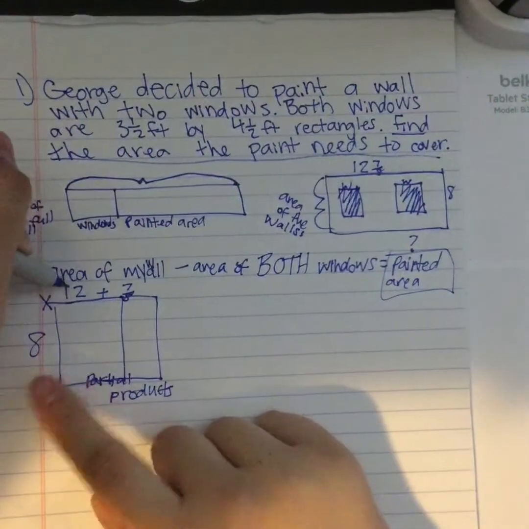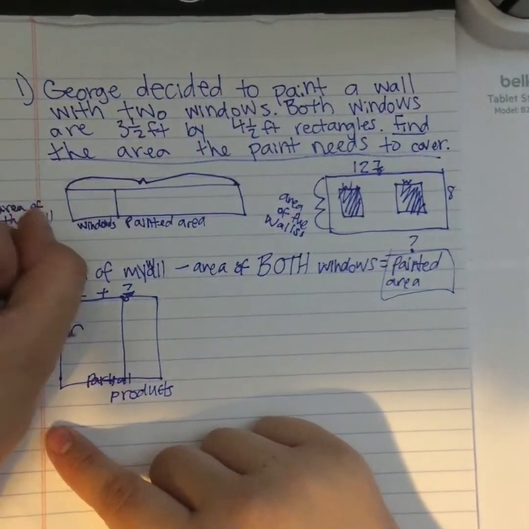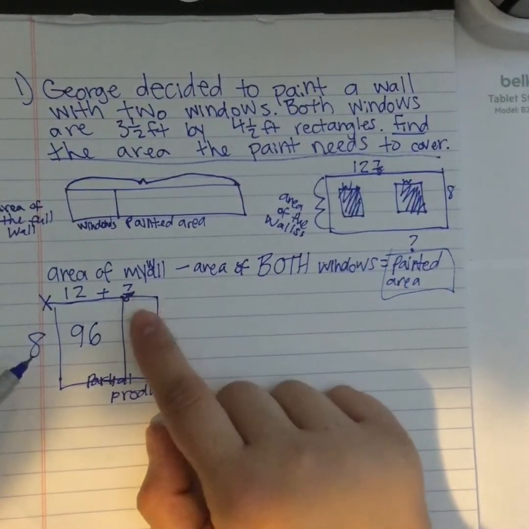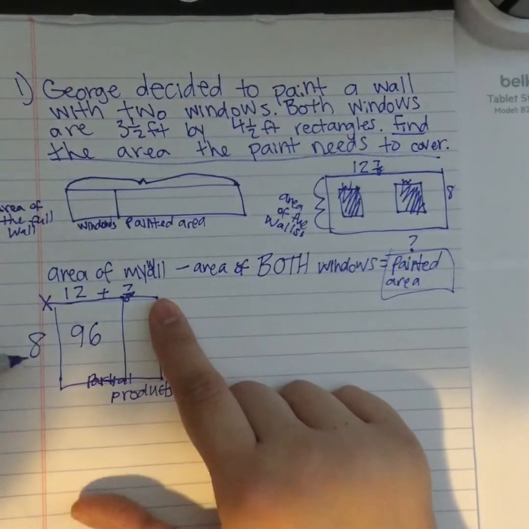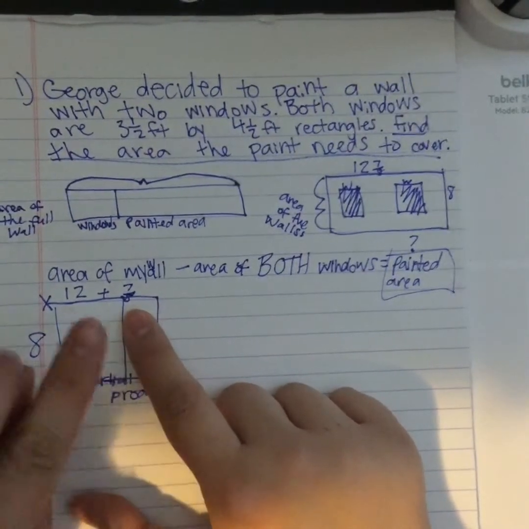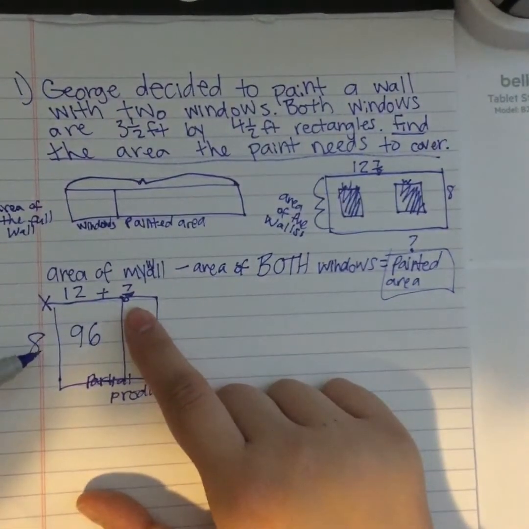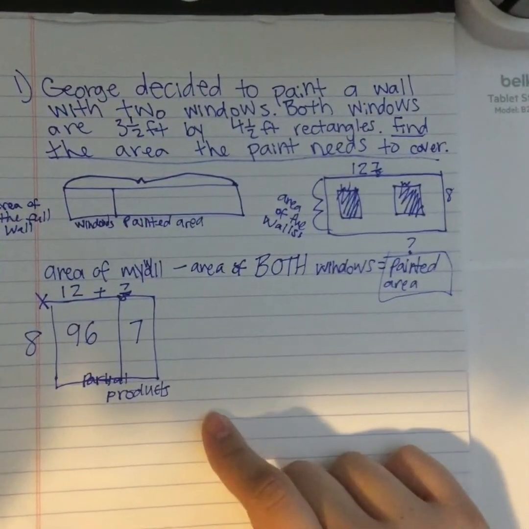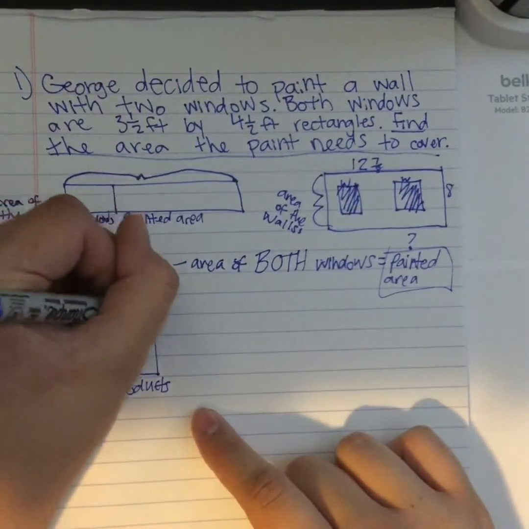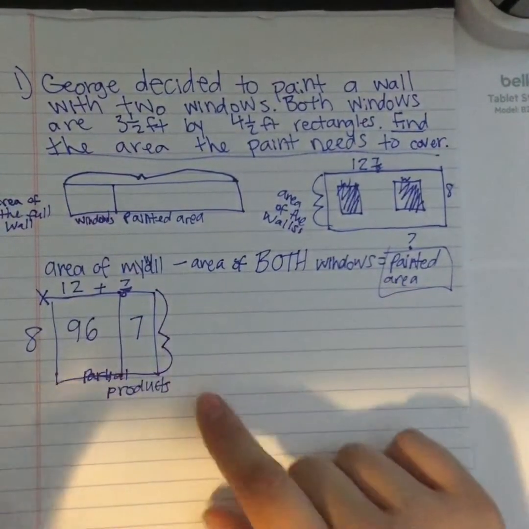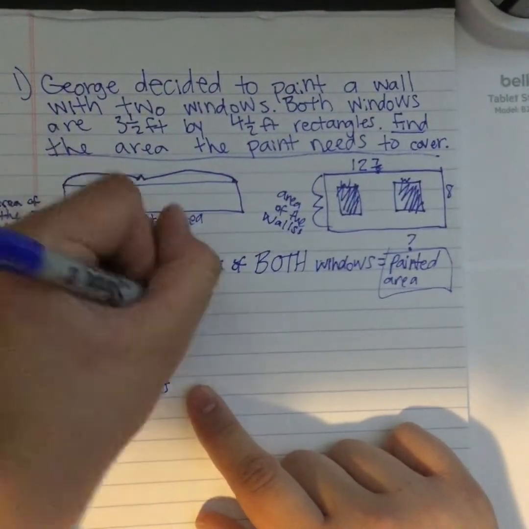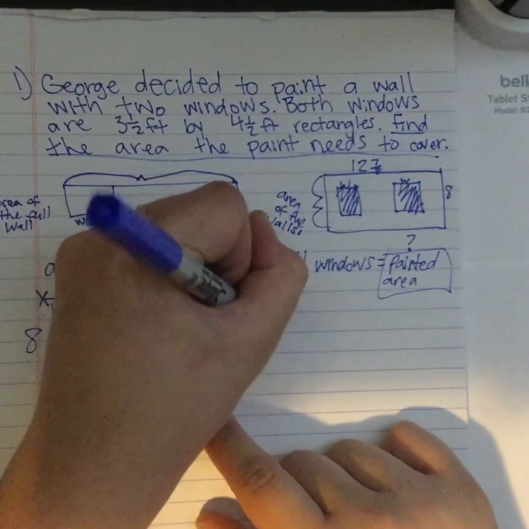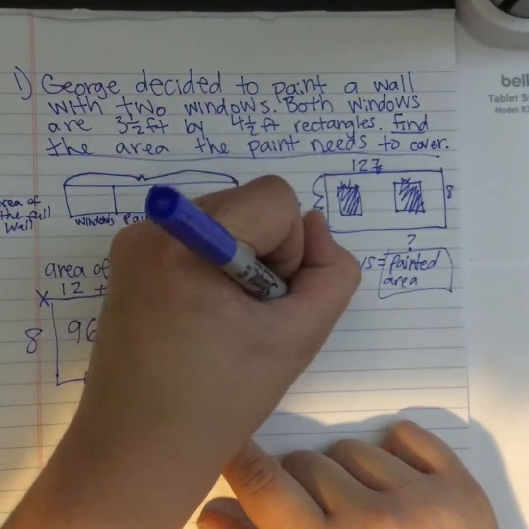Let's get started. 12 times 8, I know is 96. 7/8 of 8. When I think about 7/8 and 8, I know 8 can be broken down into singles, so ones, and if I'm using 7/8 of those, that's 7. So 7/8 of 8 is 7. When I add up both my partial products, so that's the whole area, which are 96 plus 7, I get 103 feet squared.